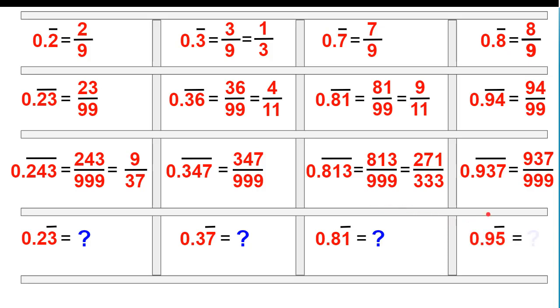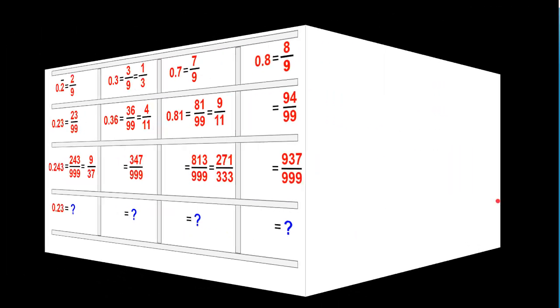And 0.95, where only the 5 is recurring. How do you solve it? How do you simplify it? How do you convert it to a simple fraction? Let's see.